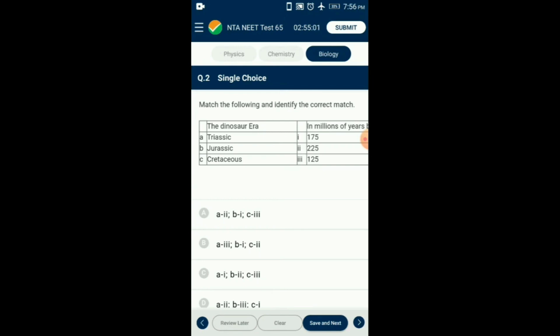The Jurassic period had giant dinosaurs and was present around 175 million years ago. And the last period is Cretaceous, where the zenith of dinosaurs was observed around 125 million years ago, and they went extinct at around 65 million years ago. So the correctly matching option is option A.